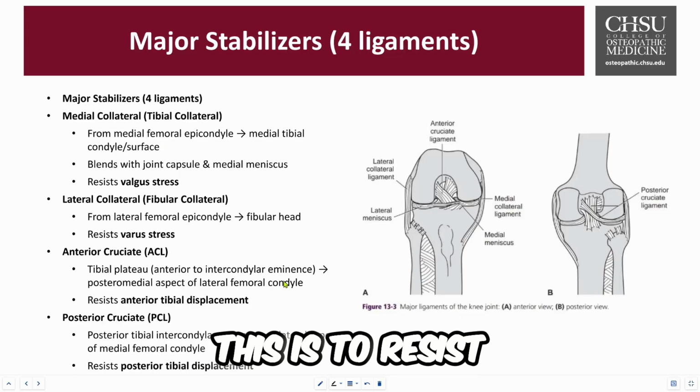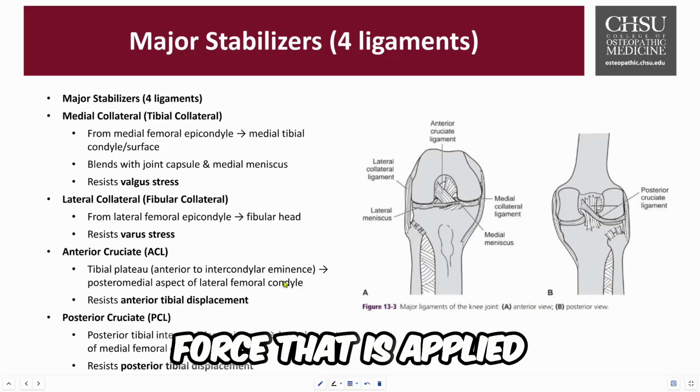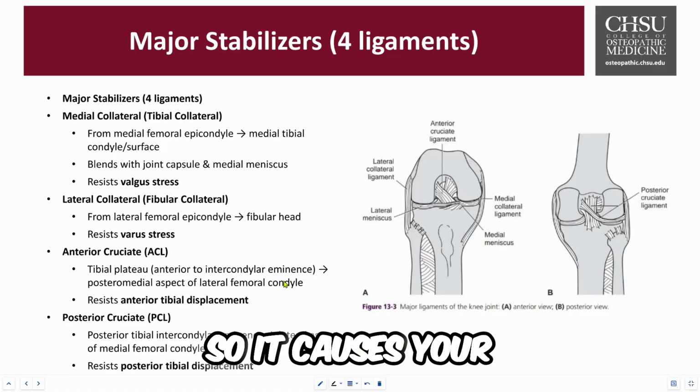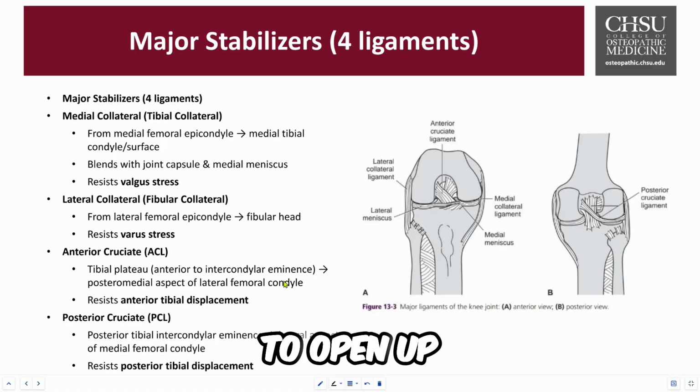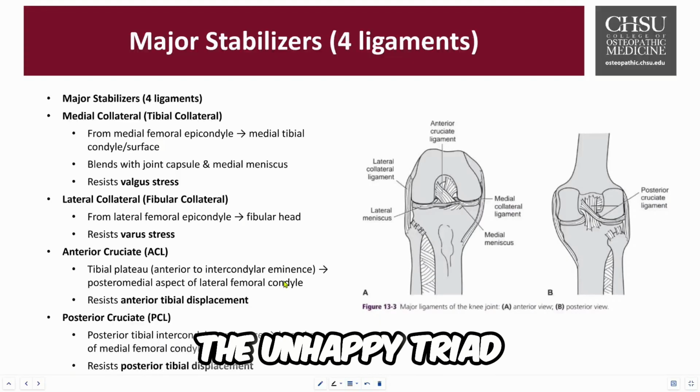The main function of this is to resist any kind of valgus stress. Valgus stress is a force that is applied from the outside pushing inwards, so it causes your medial side to open up. And it is a key ligament involved in the unhappy triad.